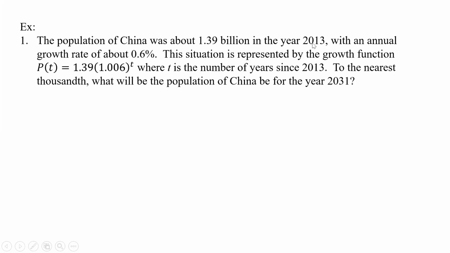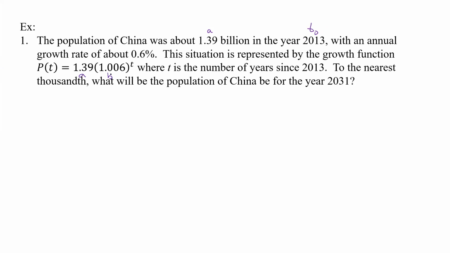All right, so here we have the population of China was about 1.39 billion in the year 2013, with an annual population growth of about 0.6%. This situation is represented by the growth function P(t) equals 1.39 times 1.006 to the t, where t is the number of years since 2013. So that means that this was our t equals 0, and this was going to be basically our a. Okay. And if we think about that as our a, well, that's what we have here.